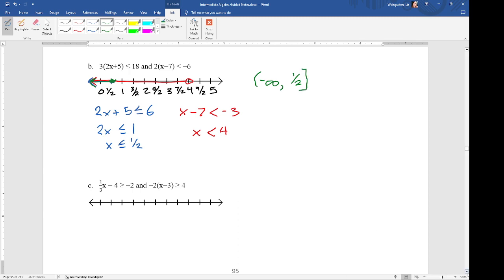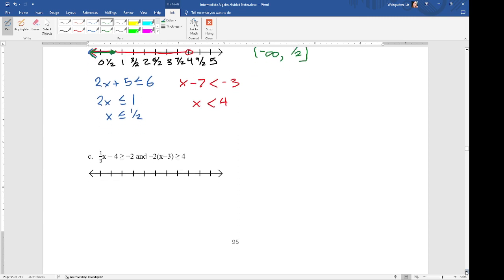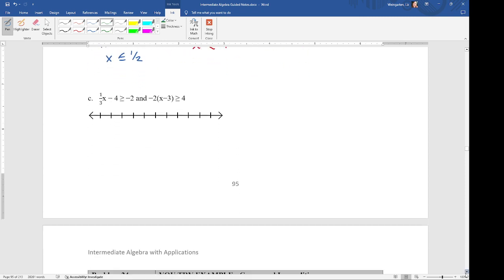Let's look at our third example. 1/3 x minus 4 is greater than or equal to negative 2. I will start by adding 4 to both sides. Then multiply both sides by 3.